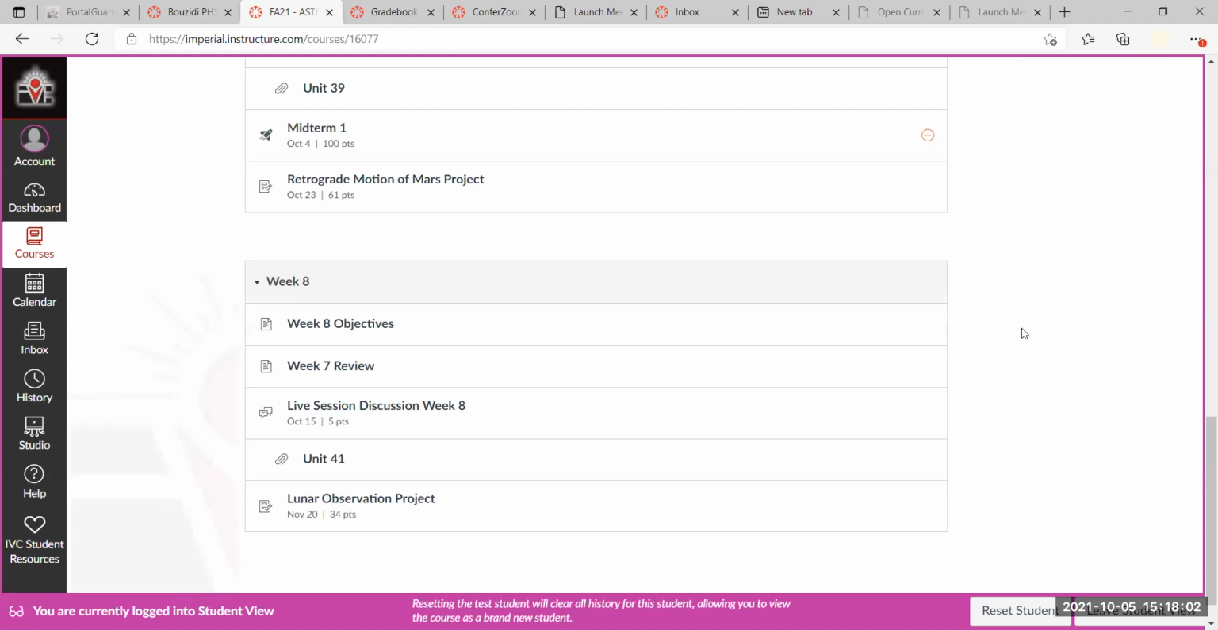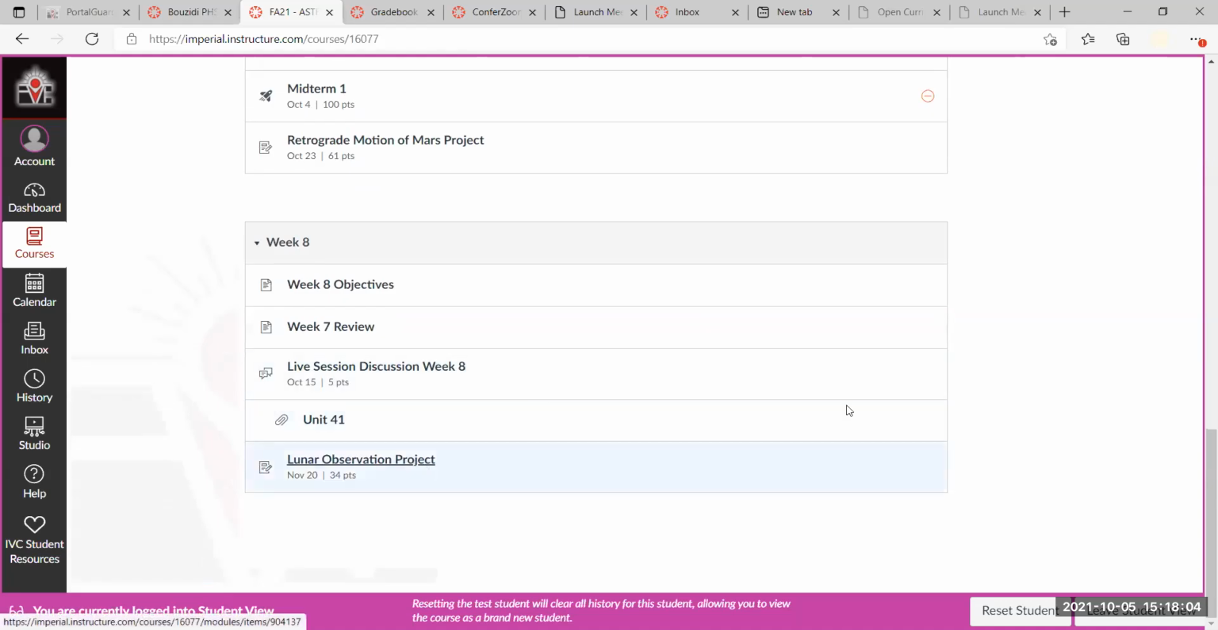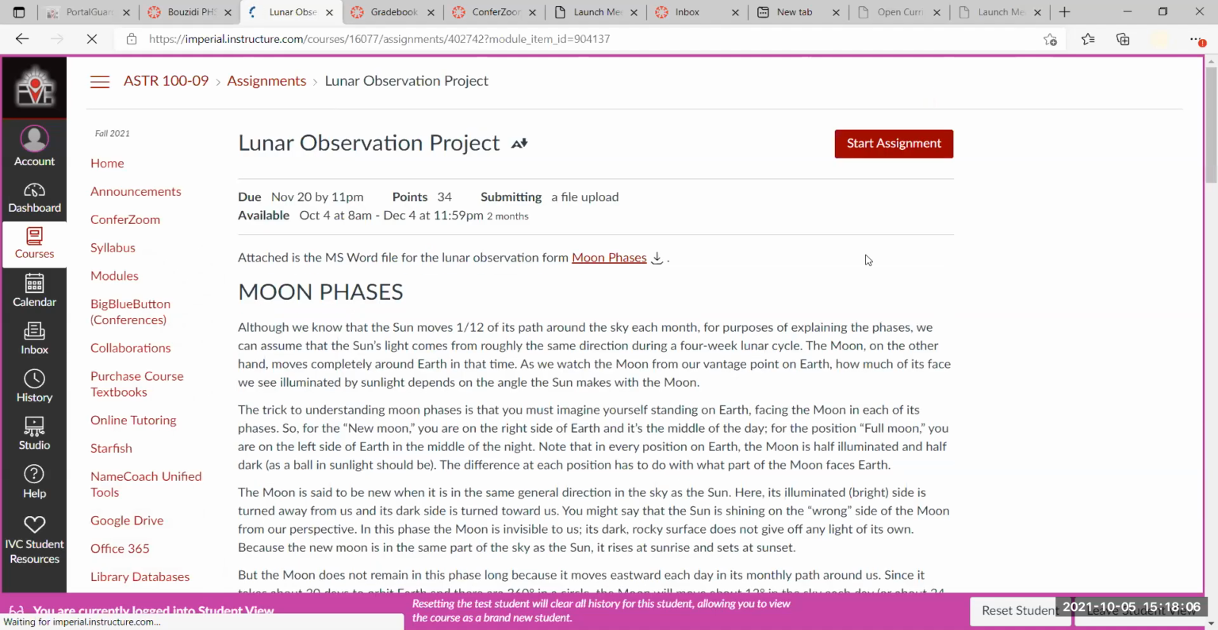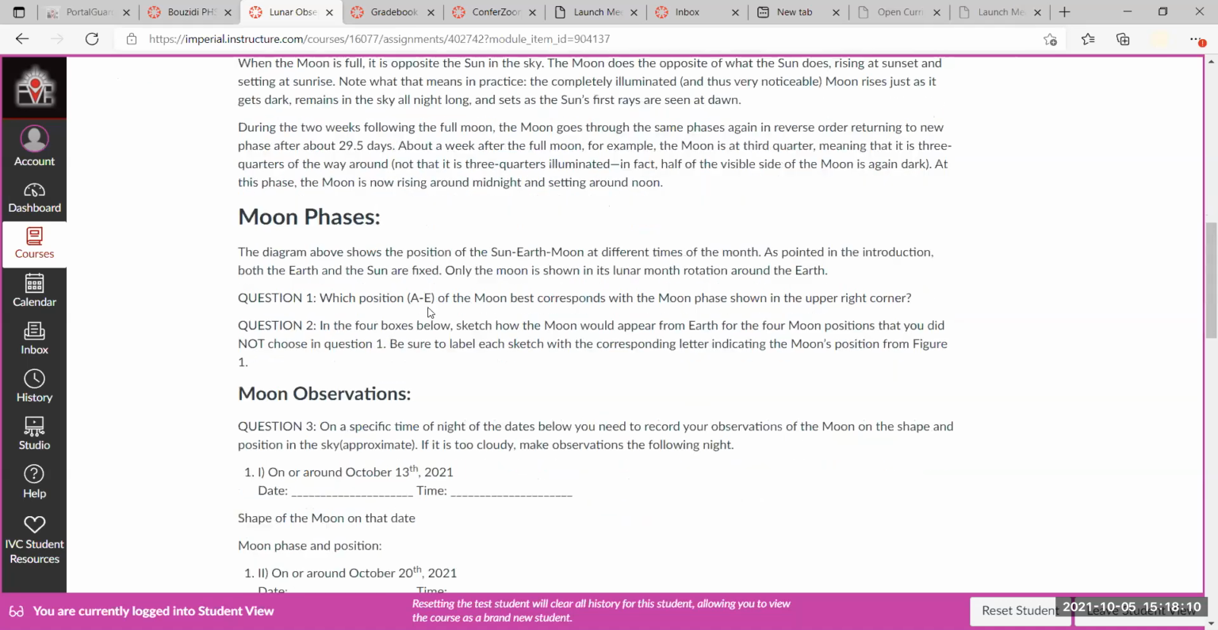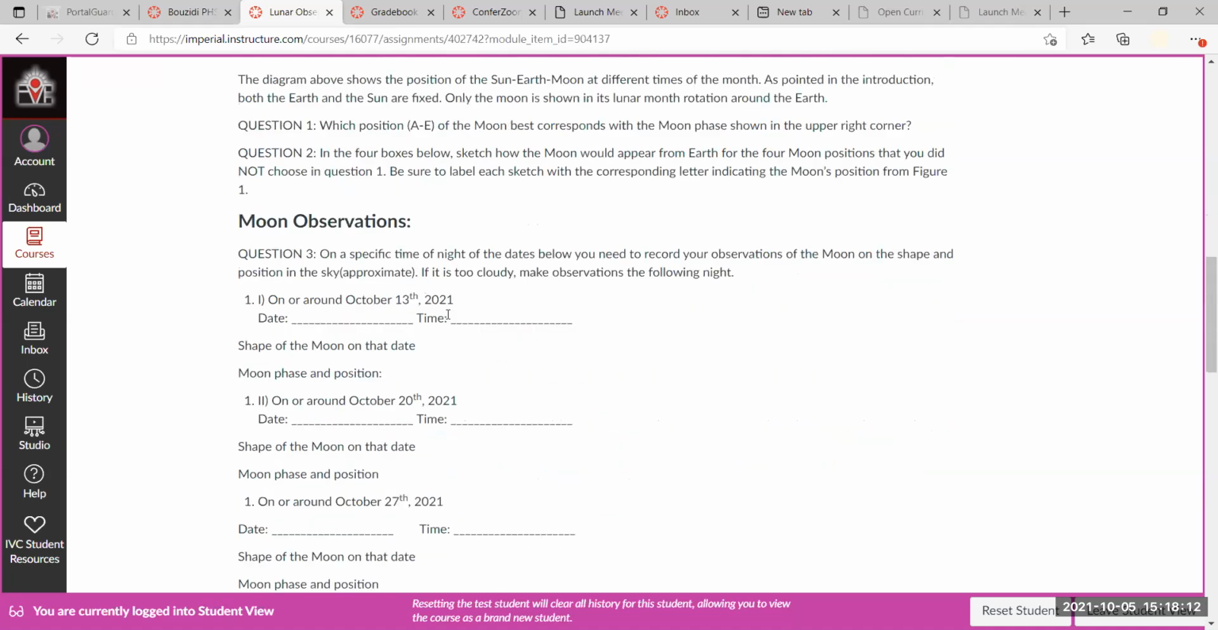to talk about the other project, which is the lunar project. The lunar project had all of these things that I must read, and then I start answering question 1 and 2, and then I have to go outside. On October 13th, which is not this Wednesday, not tomorrow, a week from tomorrow, the 13th, okay?